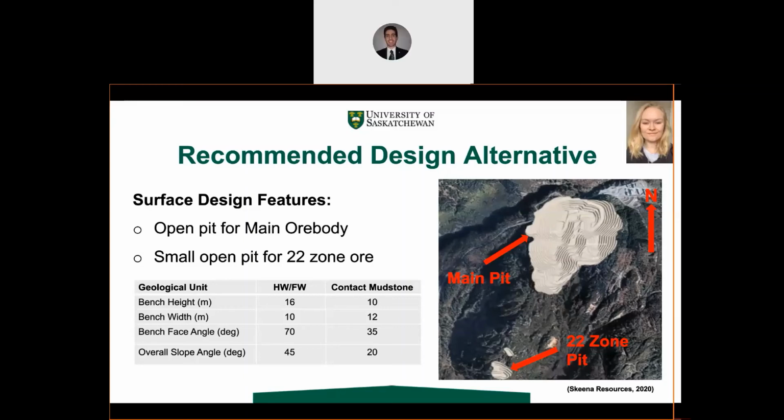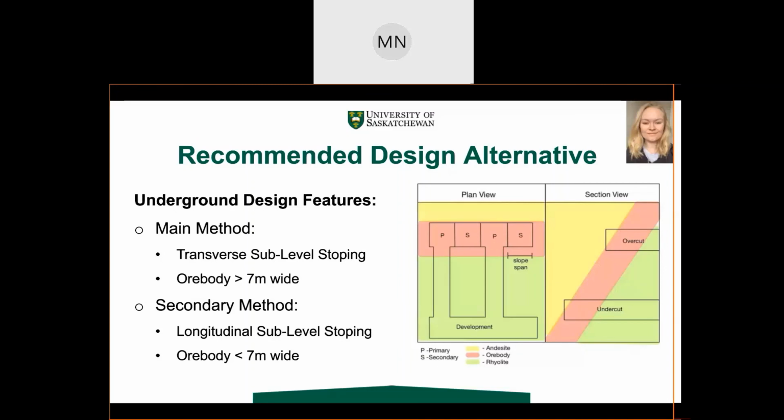After evaluating the 3 alternatives, our recommended design is a combination of alternatives 2 and 3. This includes a small pit for the 22 zone, a larger pit for the main ore body, and deeper underground workings. In order to maintain a mine life of 13.6 years, the open pit operation will excavate about 54,000 tons per day. The recommended equipment consists of a fleet of 10 400-ton haul trucks, 2 electric rope shovels, and 1 hydraulic shovel. The recommended underground mining method is a combination of transverse and longitudinal sublevel stoping.